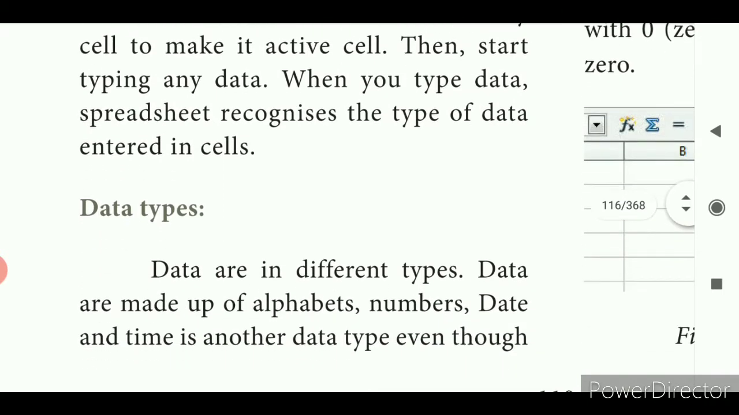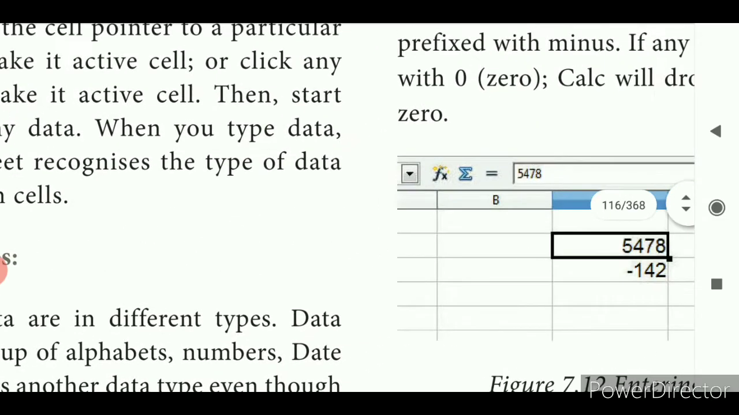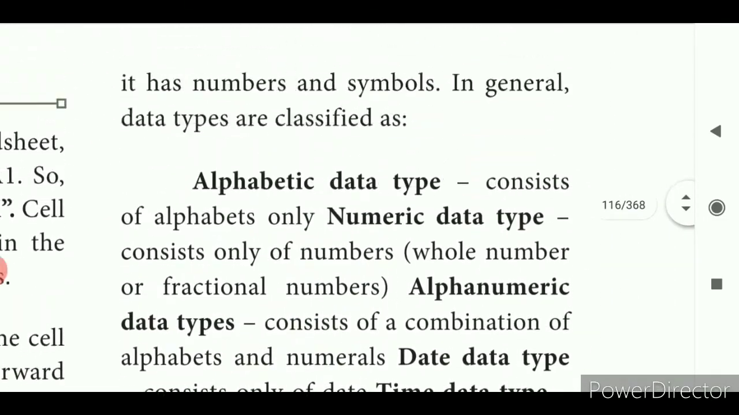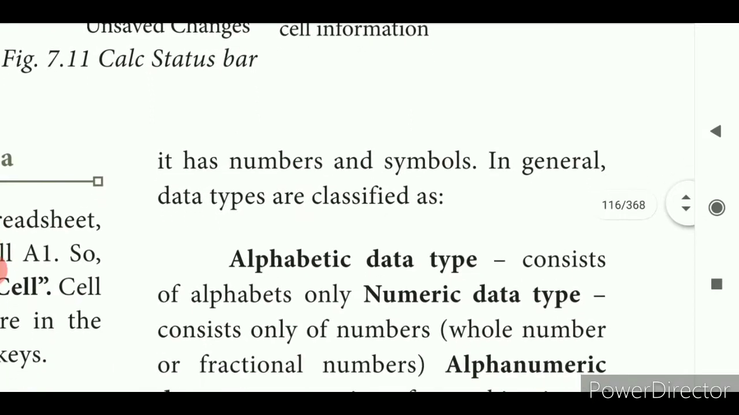Then what are the data types? What do you mean by data types? Data type means your data can be alphabets, or numbers, or decimal values like 48.76. Then it can be a date or time. These are all called data types. So data are in different types. Data are made up of alphabets and numbers. Date and time is another data type, even though it has numbers and symbols.